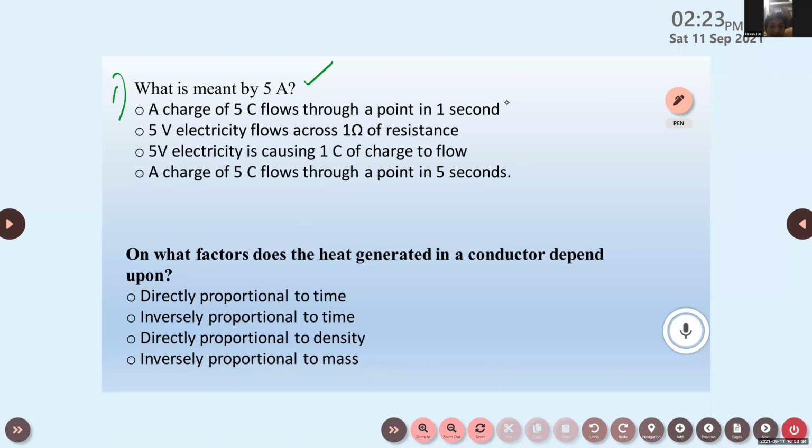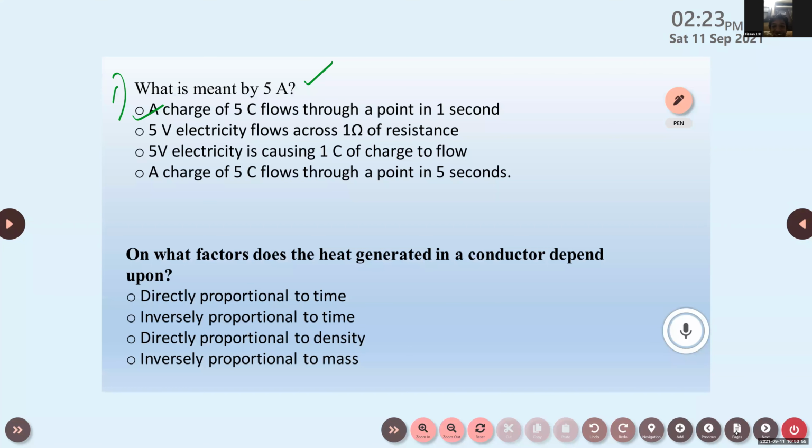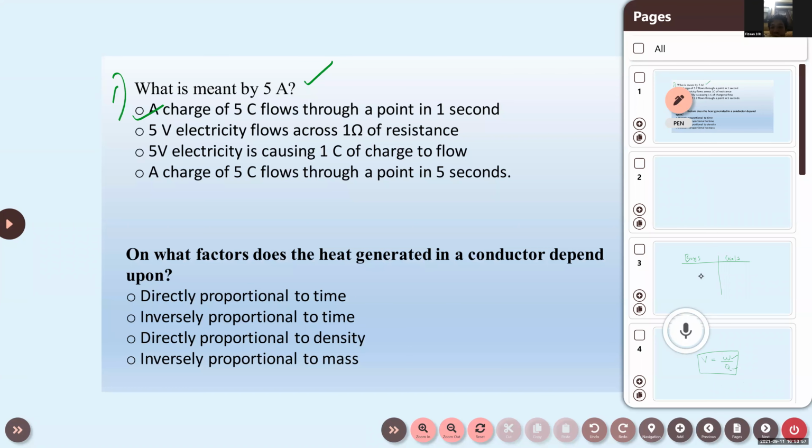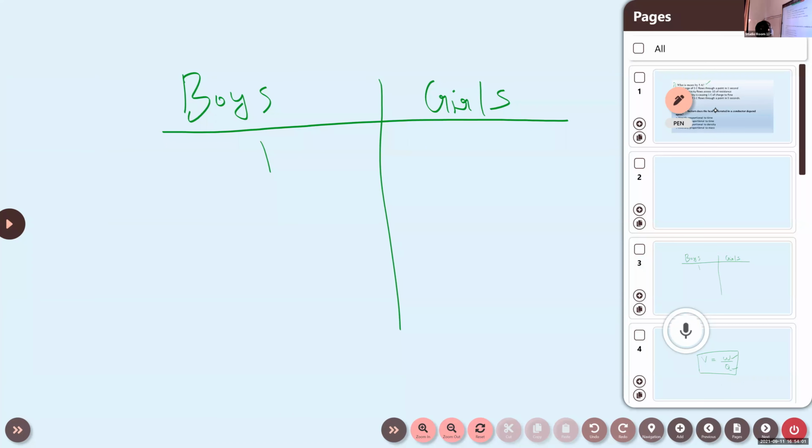A charge of 5 coulomb flows through a point in 1 second. A, B, C, or D? A. Option A. A charge of 5 coulomb flows through a point in 1 second. Right. So here the boys team scores the 1 mark. And can we discuss now? Yeah, of course, no problem.